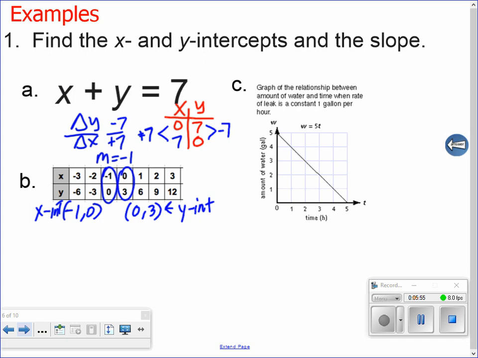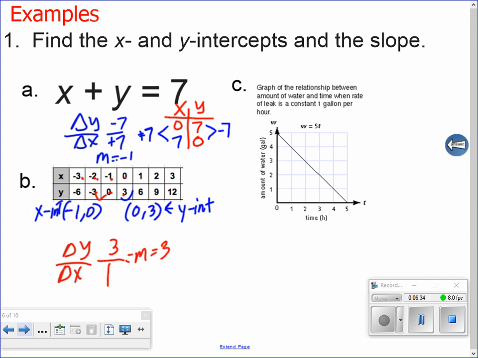And our slope would be the change in the y's to the change in the x's. As my y's increase by 3 each time, from negative 6 to 3, that's plus 3. From 3 to 0, that's plus 3. From 0 to 3, plus 3. As my y's are increasing by 3s, my x's are increasing by 1s, from negative 3 to negative 2, negative 2 to negative 1, negative 1 to 0. And so we end up with the slope of 3 over 1, or m is equal to 3.